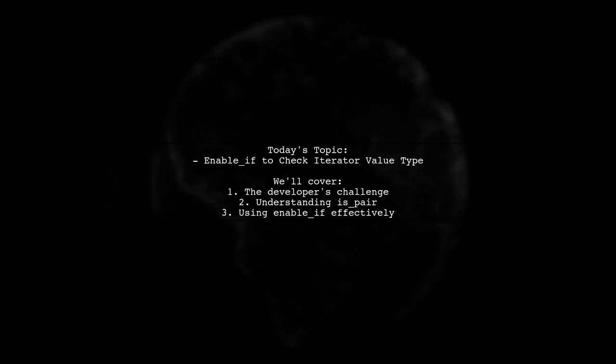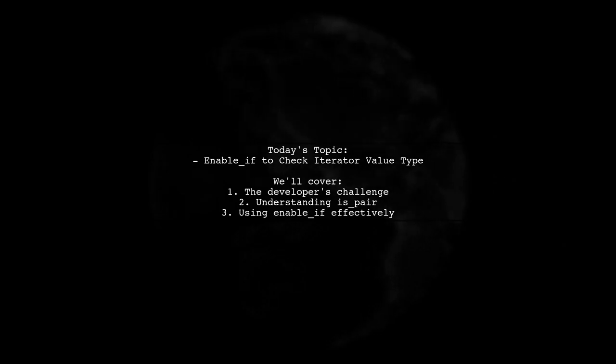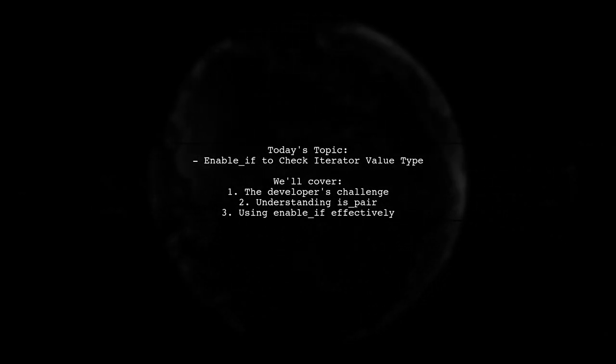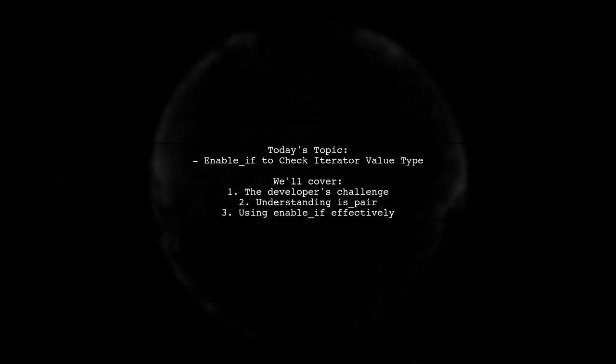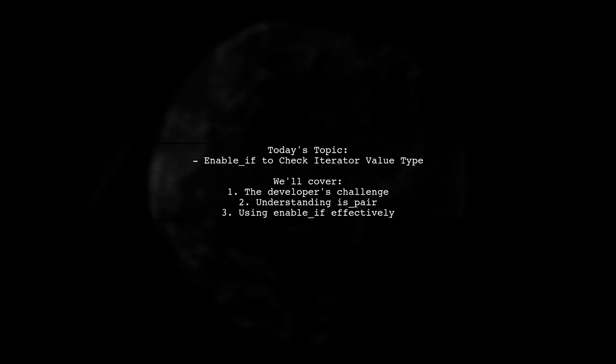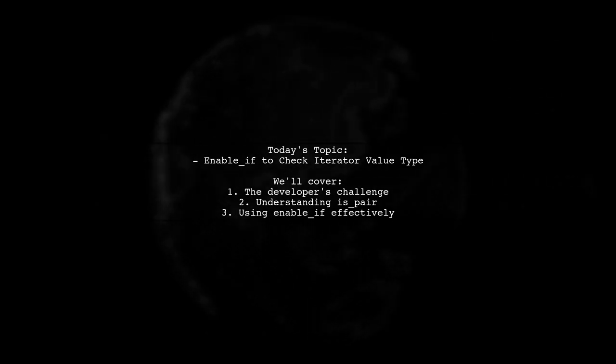Today, we're tackling an intriguing question from a developer who's looking to specialize a template function for iterators. Specifically, they want to check if the value type of an iterator is a pair, which is particularly relevant for iterators of std::map. Let's dive into the details of their challenge and explore how they can achieve this.